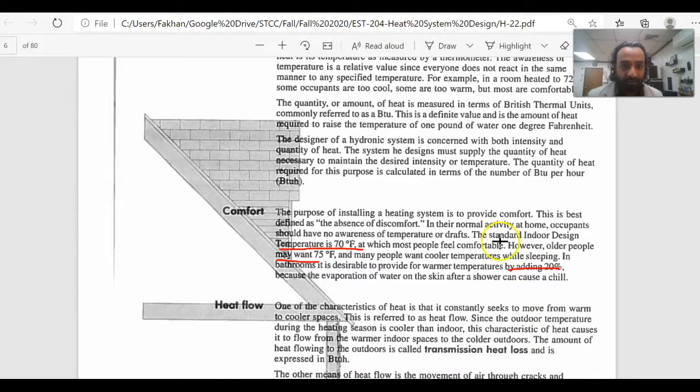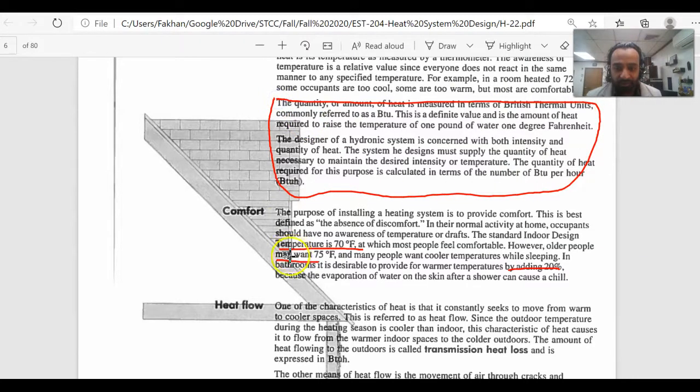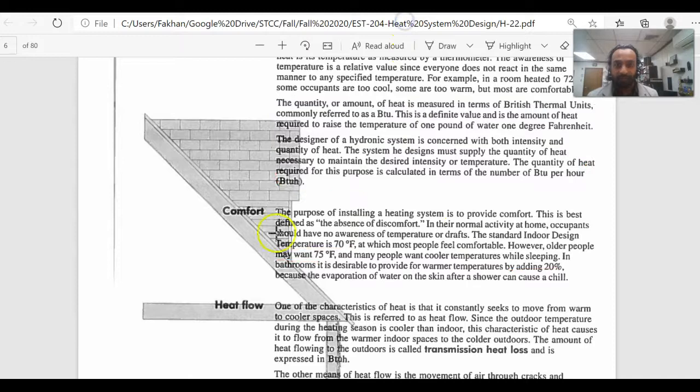And they also talk about heat here and BTU. What do they mean? Also, the heat flow from hot to cold, and so on. So it's always going to change. Sorry, heat loss. Heat is always going to move from hot to cold.